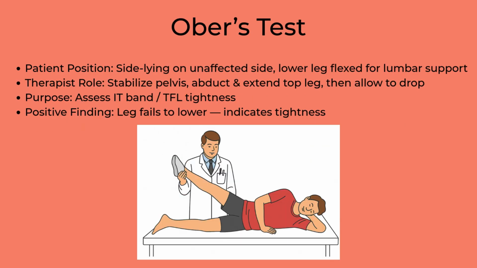This slide describes the Ober's test. This test is used to evaluate the tightness of the iliotibial band and the tensor fasciae latae muscle. The patient is positioned side-lying on their unaffected side, with the lower leg flexed for support. The examiner stabilizes the pelvis, then abducts and extends the patient's top leg, before allowing it to drop towards the table. The image shows the examiner supporting the leg. A positive finding is when the leg stays elevated and does not lower fully, indicating tightness in the IT band.